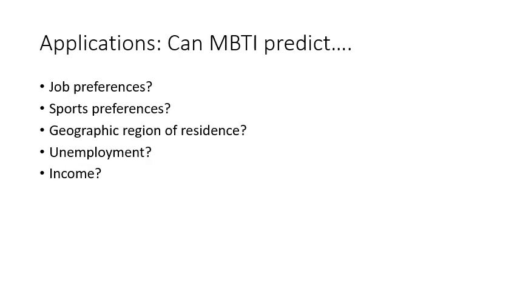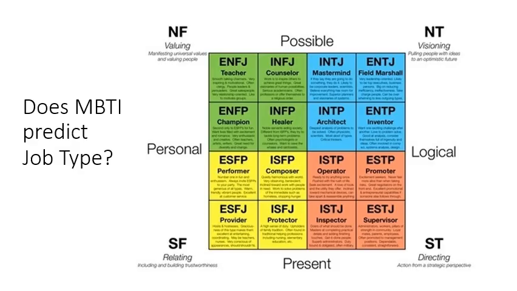So does this predict anything? Does it predict your job preferences, sports, geographic region, unemployment, income? And the answer is yes. You can see different personality types leading to different characteristics. So for example, the INFP tend to be more toward the healing. That's that type 2 characteristic.